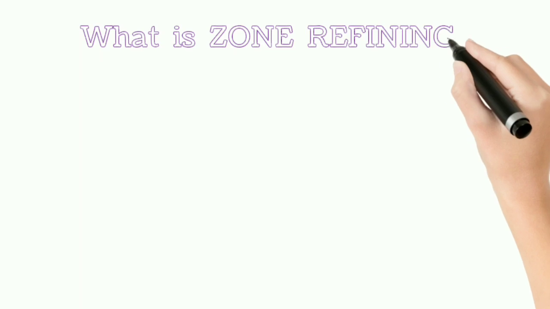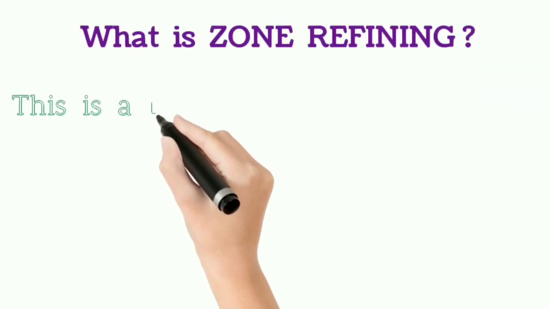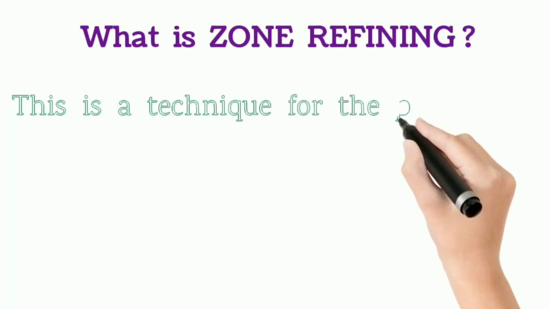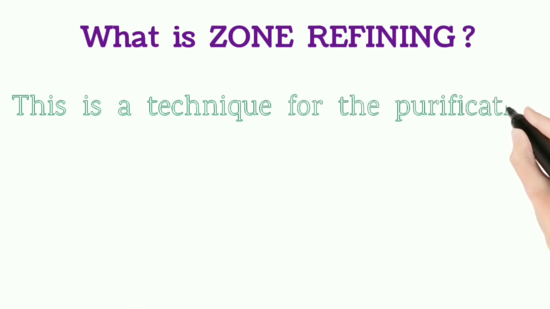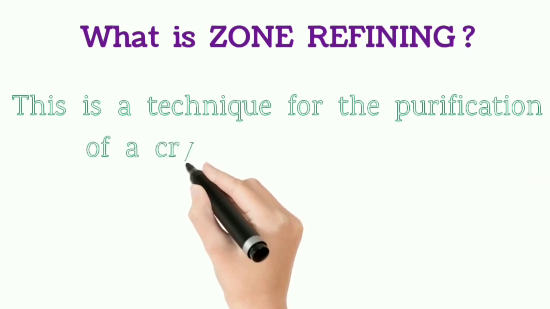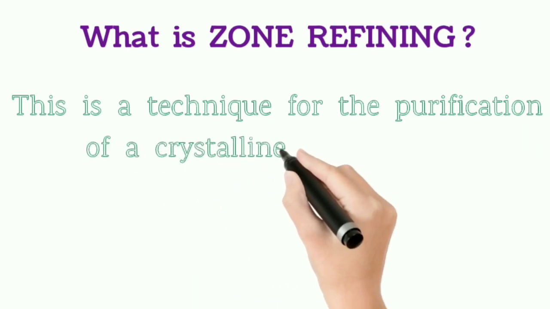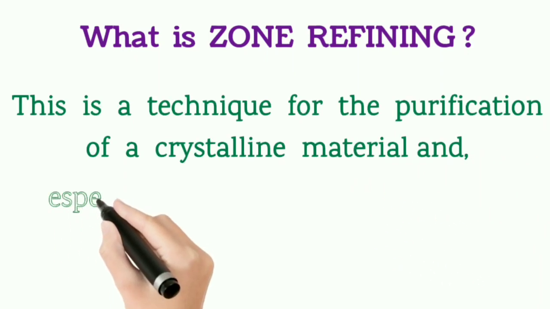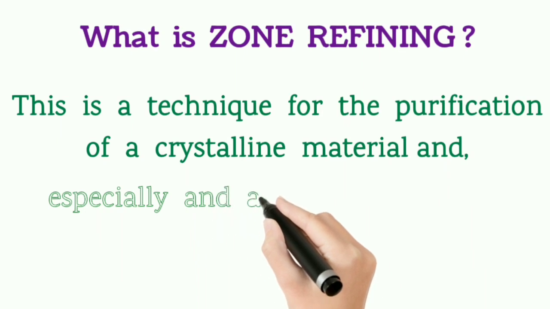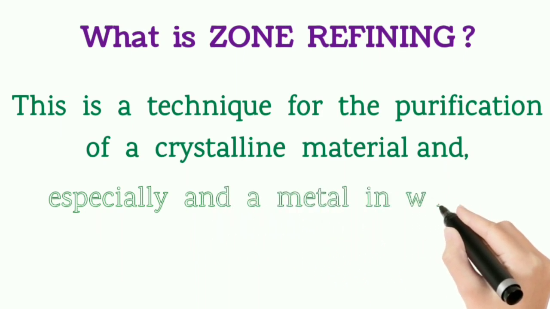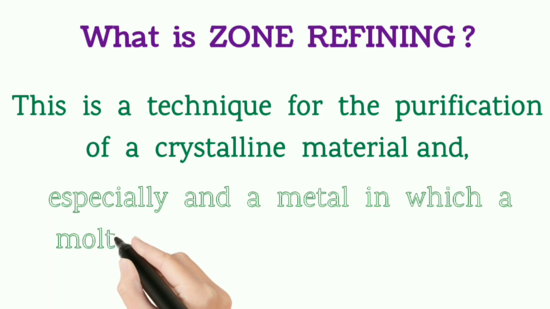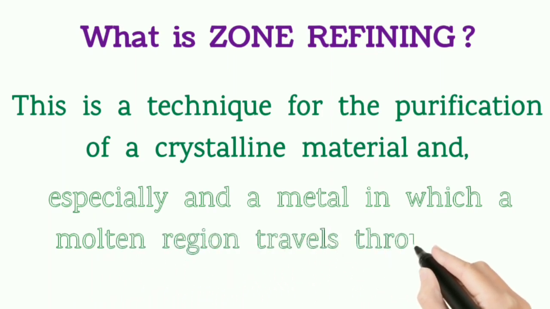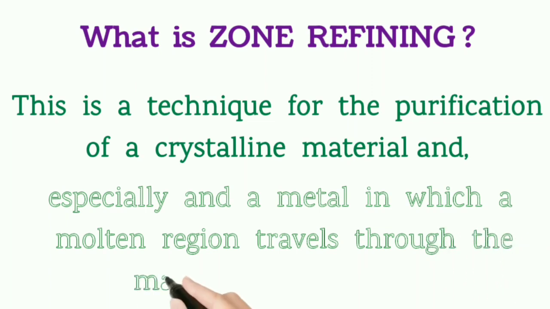Now let's see what zone refining process is. It's a technique for the purification of crystalline material. It's a process of purification of crystalline material, especially a metal, in which a molten region travels through the material to be refined. So it's a traveling process of refining. It's quite an interesting topic for you.